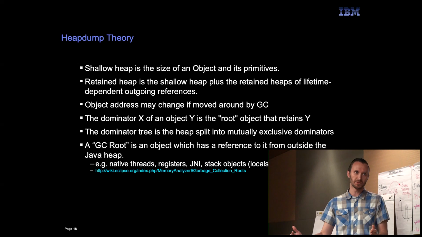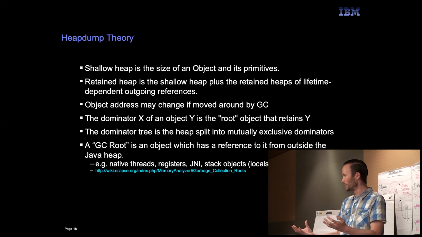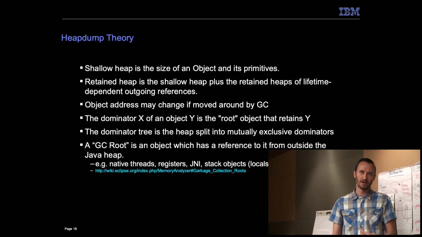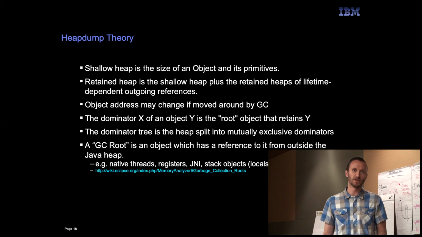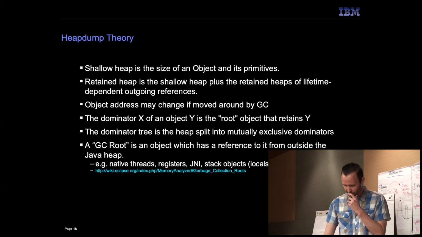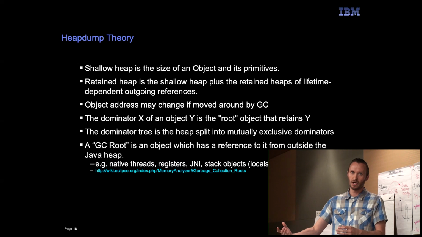If you take multiple dumps, let's say you're looking for a leak, MAT has a way to compare two dumps and show you what has grown between the two. Just note that the addresses in the dump will not be stable, because garbage collection moves objects around. The GC root is, say, a thread local, things like that. That's where garbage collection starts its mark, and this is the root of the directed graph.